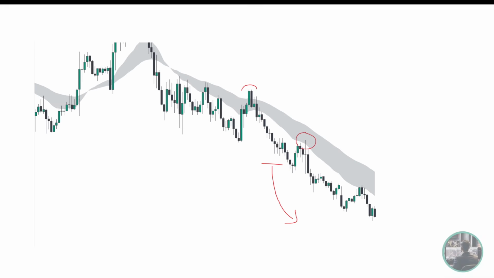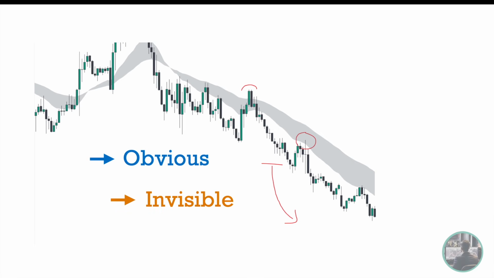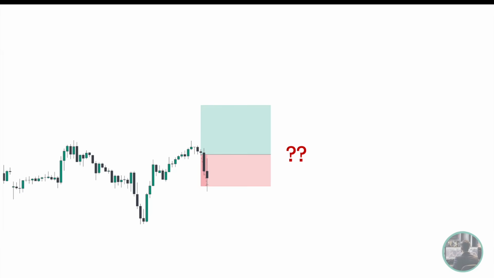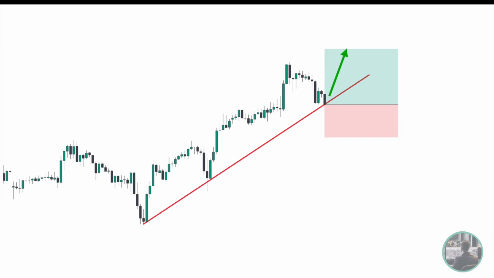This EMA cloud setup makes every trade either completely obvious or completely invisible. There's no in between. The trade is sitting right there in front of you, or there's nothing on the chart worth touching. Now, most traders think the way out of bad trades is to read the chart better, get more practice, and add more confirmation.